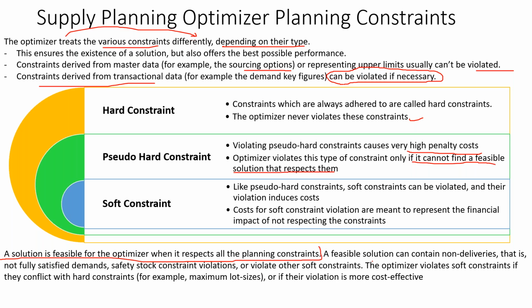Yes, a feasible solution can contain non-deliveries. Exactly. Just like the supply propagation heuristic, also in the optimizer, if the customer Amazon has a demand of 1,000, it will not meet the demand of 1,000 all the time. If it is not feasible to meet 1,000, it will not meet it. When I say feasible, two things are there. One, there is no capacity, you cannot produce 1,000, so you cannot ship 1,000 to Amazon.